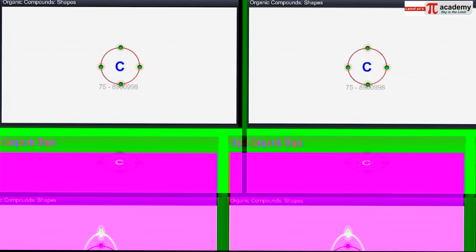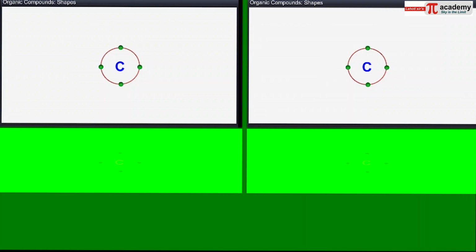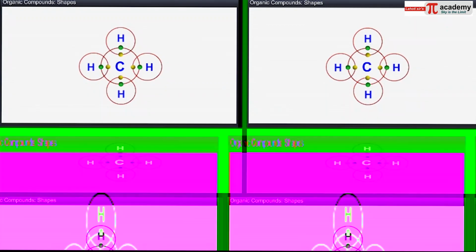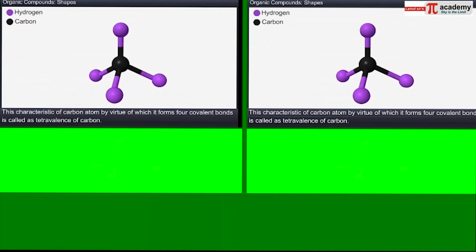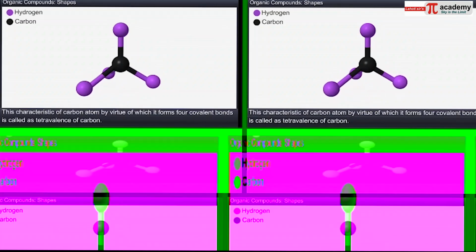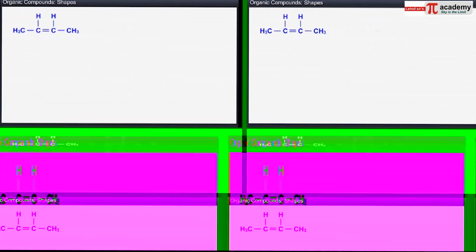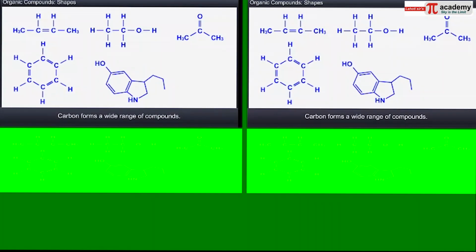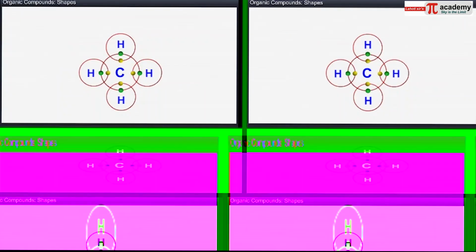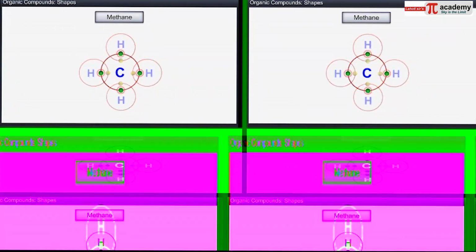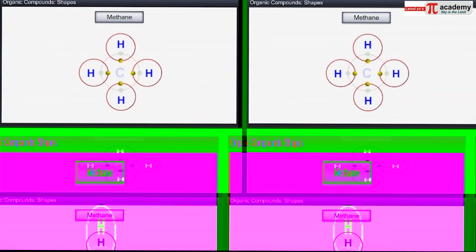Since carbon has 4 electrons in its valence shell, to complete its octet, the valence electrons of it form 4 covalent bonds with atoms of other elements. This characteristic of carbon atom, by virtue of which it forms 4 covalent bonds, is called as tetravalence of carbon. Thus, carbon forms a wide range of compounds. In this example, methane is formed by sharing 4 electrons of carbon with 4 hydrogen atoms.